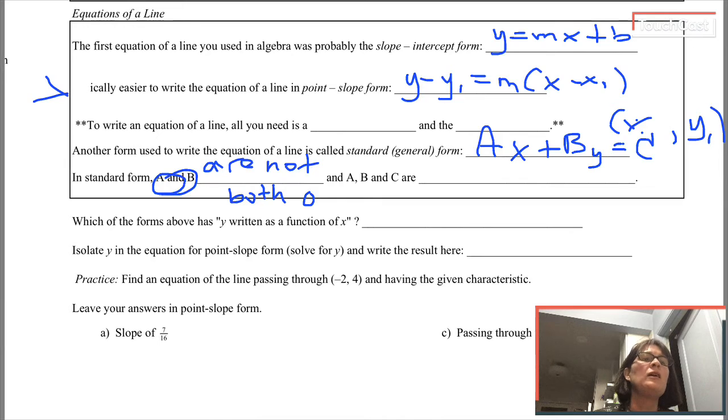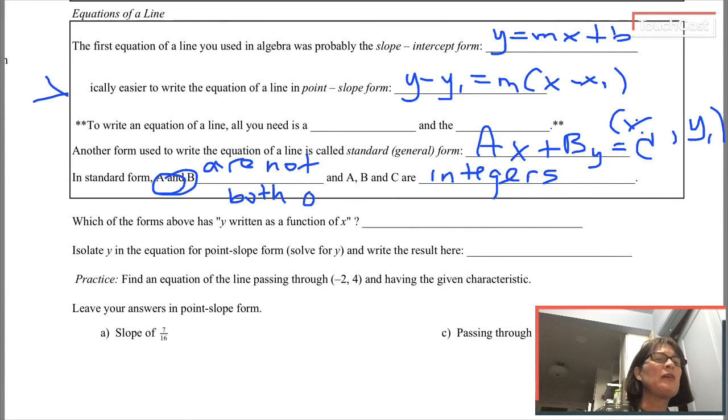A, B, and C are typically integers. And if you're being especially fancy, they're typically relatively prime. That means there's not some number you could divide the whole equation by and still have integer A, B, and C's. Again, that's not going to be a big deal for us. I just want you to know the name of this form.